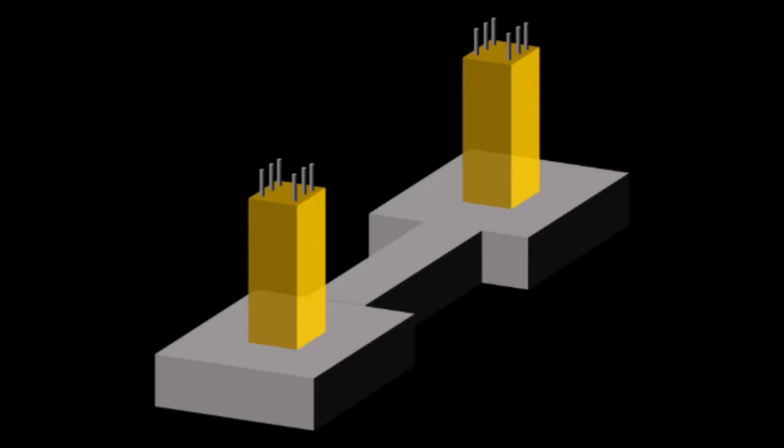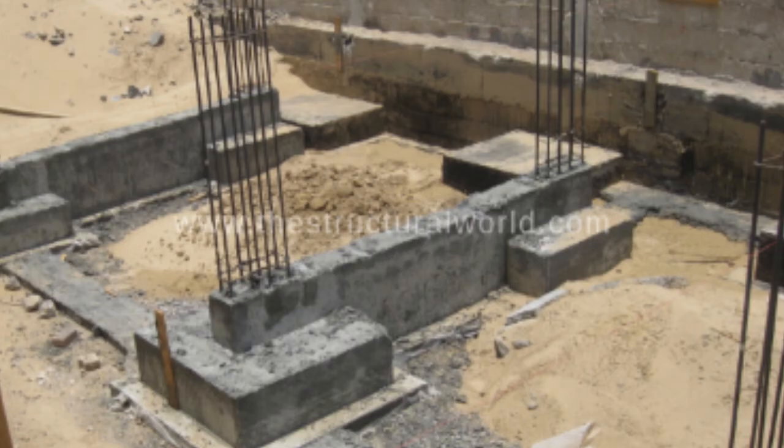This is the drawing for strap footing. Two isolated footings are connected by a strap beam. This is the side picture for a strap beam.